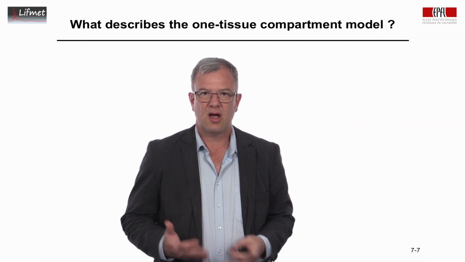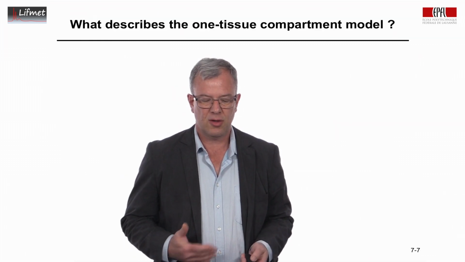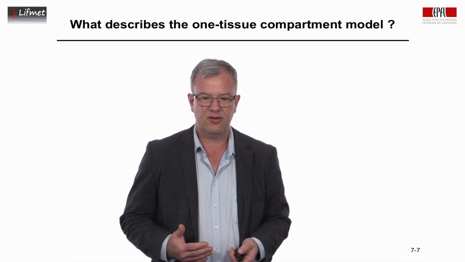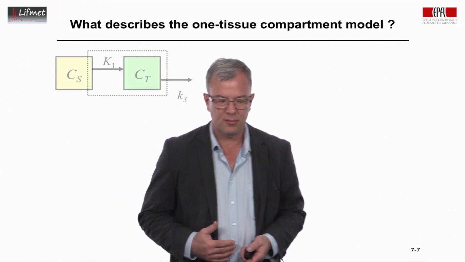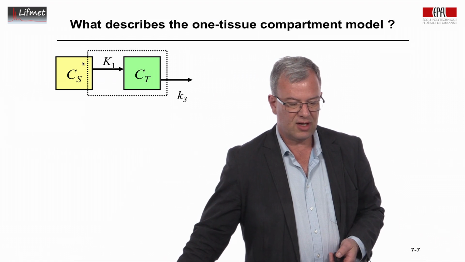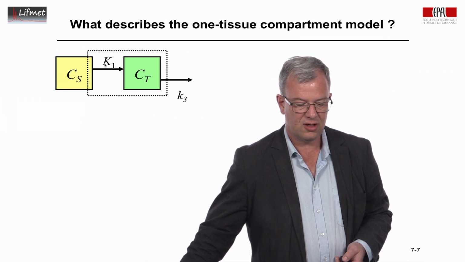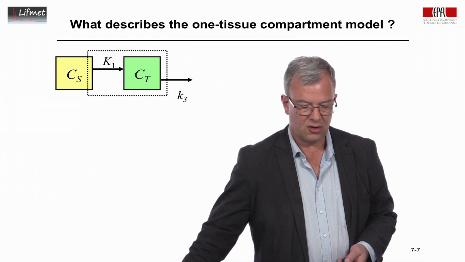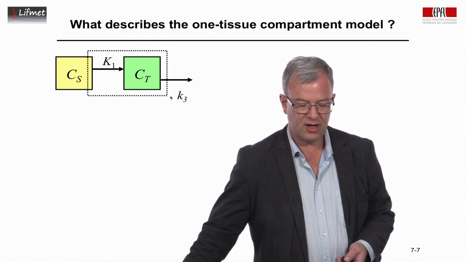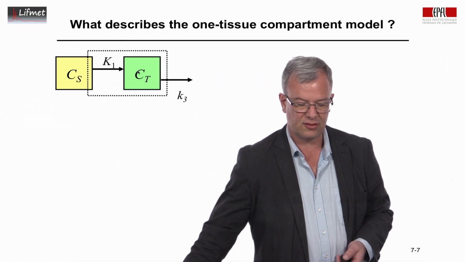Okay, so now the question is, how do we describe this one tissue compartment model? What are some of the features? I'll recap the model here. We have the substrate, we have the influx reaction, described by the reaction constant K1. We have the efflux reaction, described by the reaction constant K3.